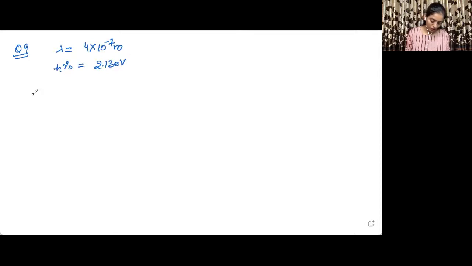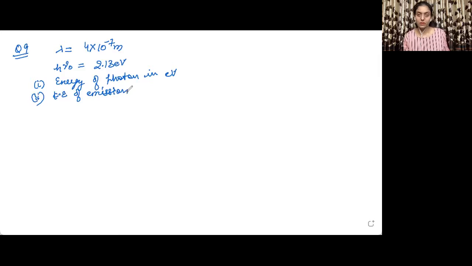Now we need to calculate, number 1, energy of photon in electron volt. This is the first part. Second part is, we need to find out the kinetic energy of emission. So with what kinetic energy the electron will get emitted, that is kinetic energy of emission. Then the third part is, we need to find out what will be the velocity of the photoelectron.